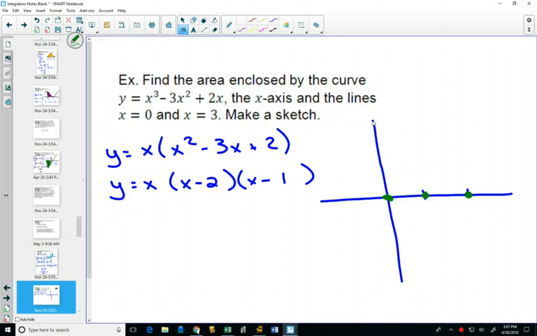And for an area question, do you need to know where the max or the min values are? No. But you do need to know whether this is going up from left to right or coming down from left to right. And because it's a positive x cubed graph, it looks like this. Now we want to find the area between 0 and 3.